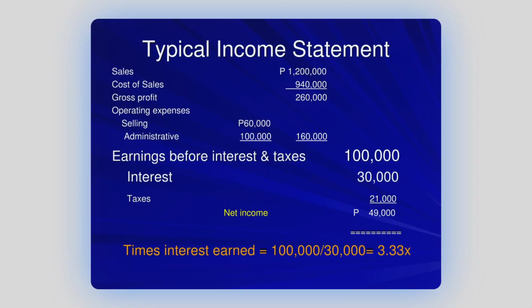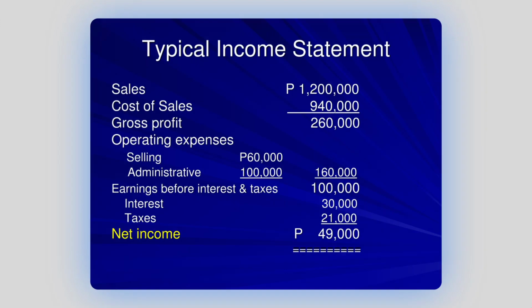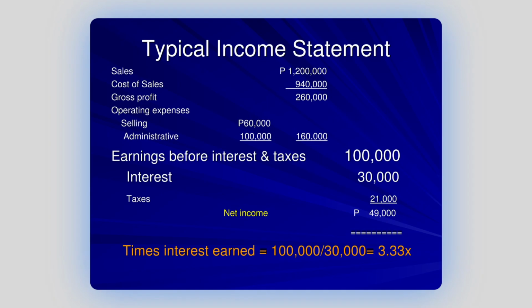So, next one naman is all about a typical income statement, no? You have your sales, you have your cost of sales, you have your gross profit, then you have your OPEX, and you have it. So, ito yung kanina, di ba? Okay. So, compute first for the times interest earned. How do we compute for times interest earned?